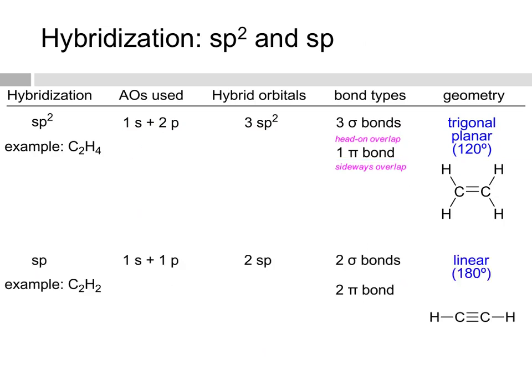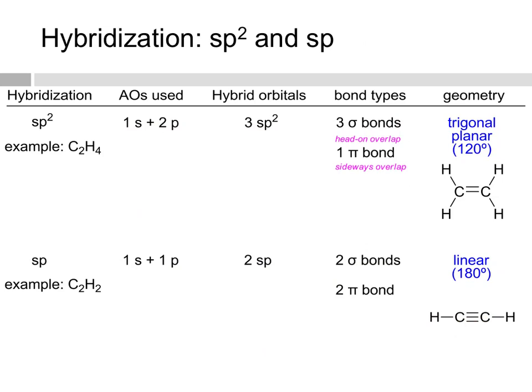Finally, let's talk about sp hybridized carbons. The simplest example is ethyne or acetylene, which is C2H2. And in an sp hybridized carbon, the carbon is going to utilize one s atomic orbital and one p atomic orbital to make two hybrid orbitals, both of which are sp. It's going to use these two sp orbitals to make two sigma bonds, one to the hydrogen that's adjacent to it and the other to the carbon that's adjacent to it.